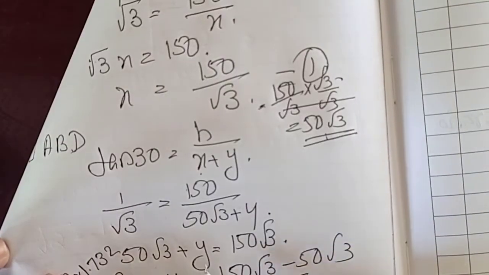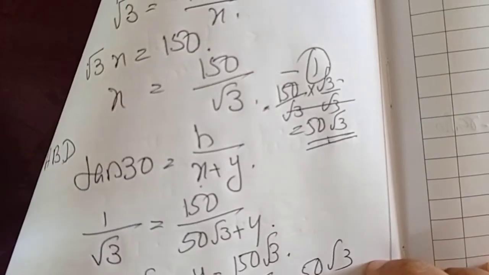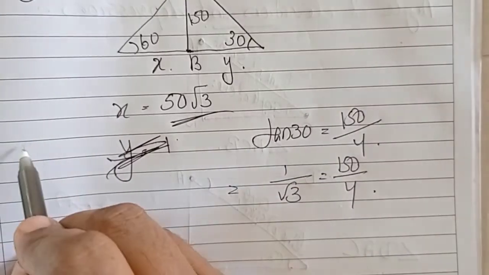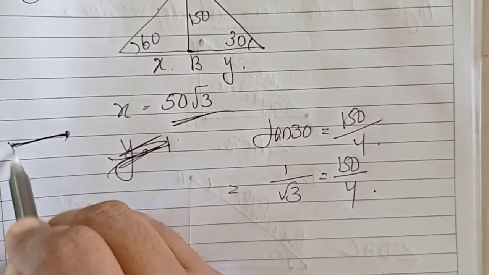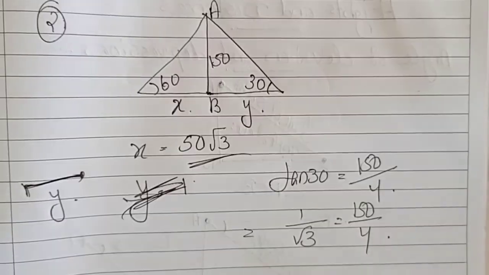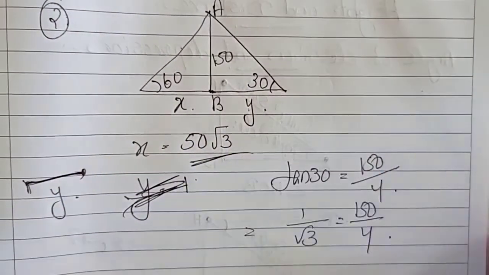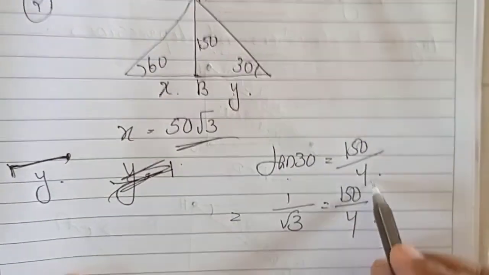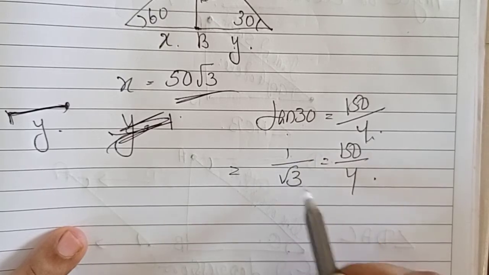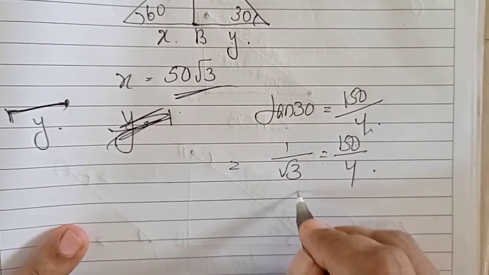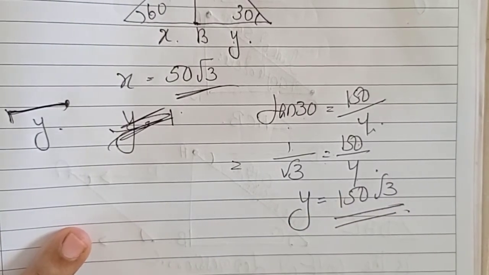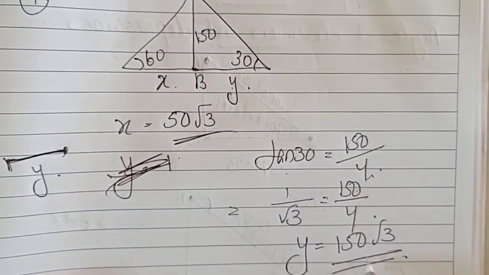Not y, look here. In that previous case, the distance between the boats we marked as y. But here the opposite side is y. Therefore, again take tan 30. What is tan 30? Opposite 150 by y. Tan 30 is 1 by root 3 equals 150 by y. Therefore, here that y is 150 root 3. Okay, both the y's are different.